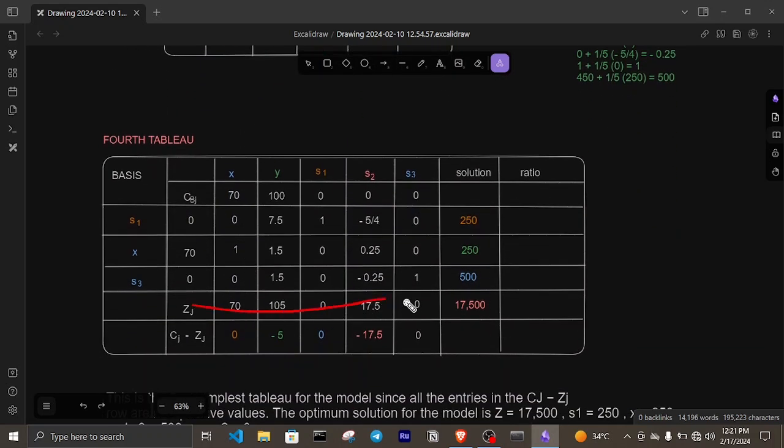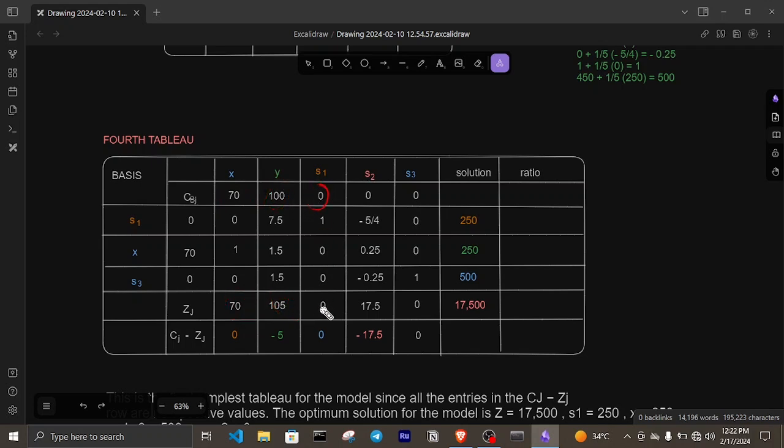I'm going to leave that to you to perform that calculation, to see if you're actually getting what's going on. As you know, it's the values at the basis column times the column that you are looking for. So 0 times 0 plus 70 times 1 plus 0 times 0, that gives me 70. Then 0 times 7.5 plus 70 times 1.5 plus 0 times 1.5. That gives me this value here, 105. Then you subtract the 70 from the 70 here, the 105 from the 105 here. You do the calculation, you get 0, 0 here.